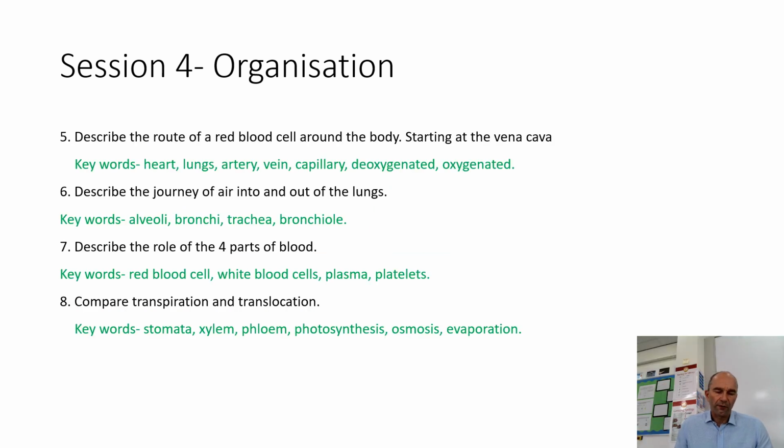So question 5, describe the route of a red blood cell as it travels around the body. You're going to start at the vena cava, so that's the main vein returning blood back to the heart. Keywords, you need to include obviously the heart, the lungs, arteries, veins, capillaries, deoxygenated and oxygenated.